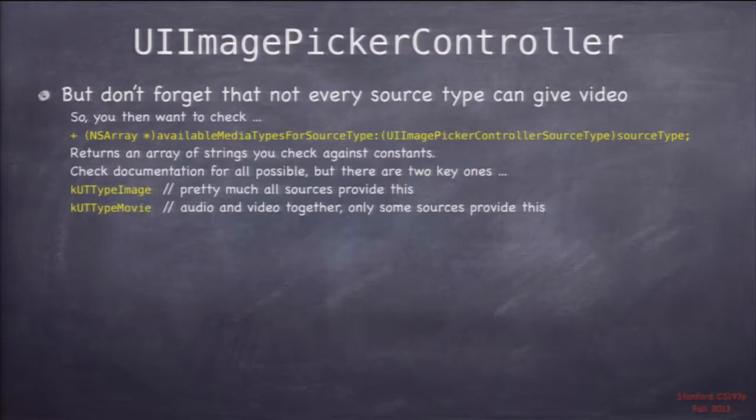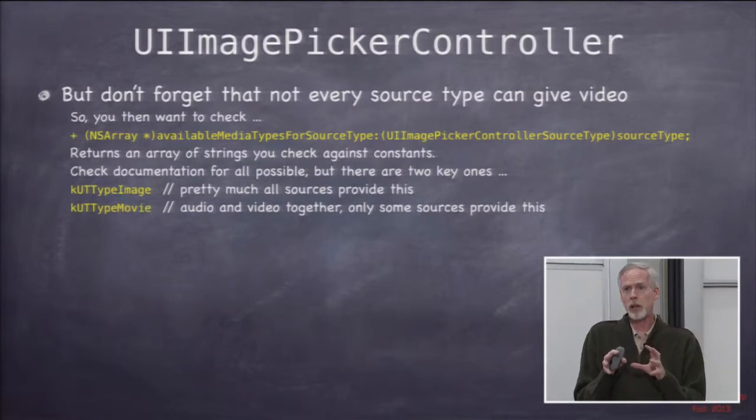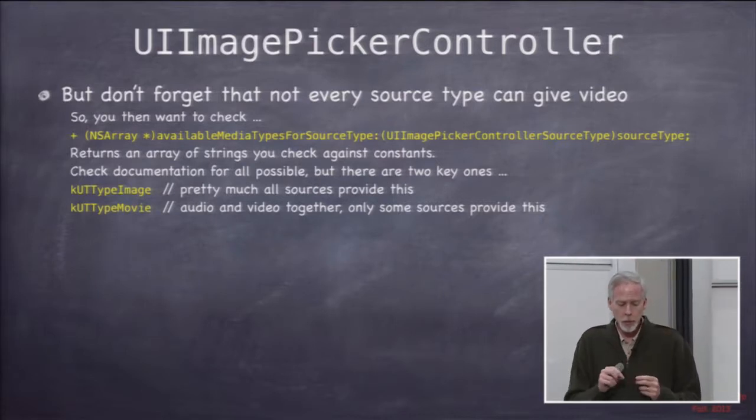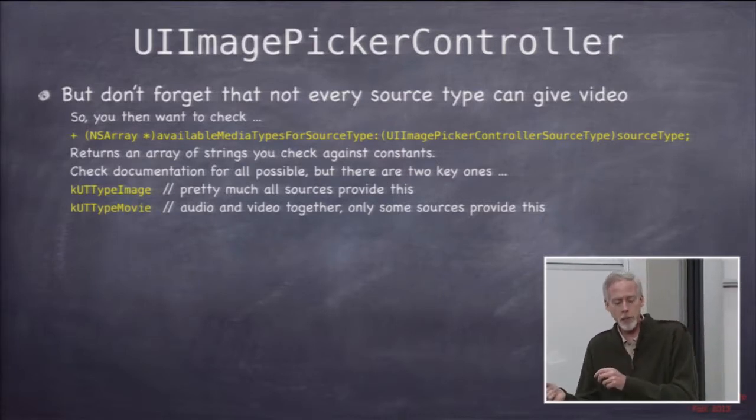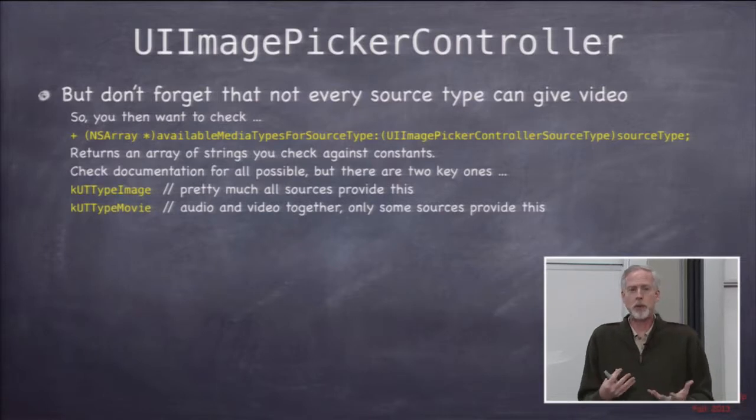Once you know the camera is available, then if you want to take video, you need to make sure that camera can do video, because there are cameras in older devices that can't take video, they can only take images. You do that with this class method, availableMediaTypesForSourceType, where the source type is the camera. It gives you an array back of what things this camera can do, and you're only going to have one or two or both of these two constants, kUTTypeImage and kUTTypeMovie.